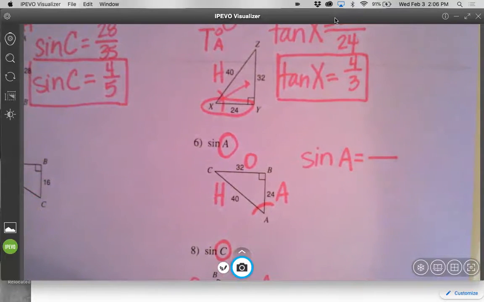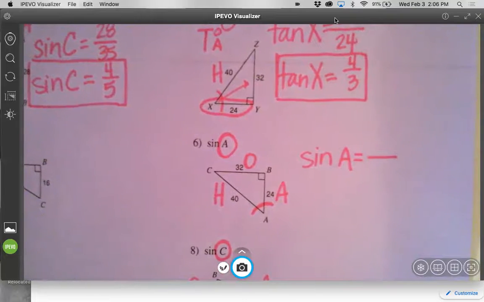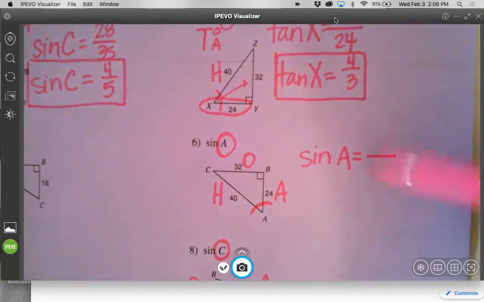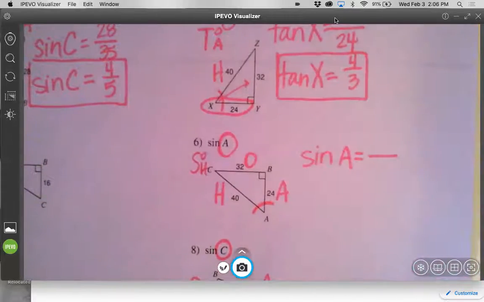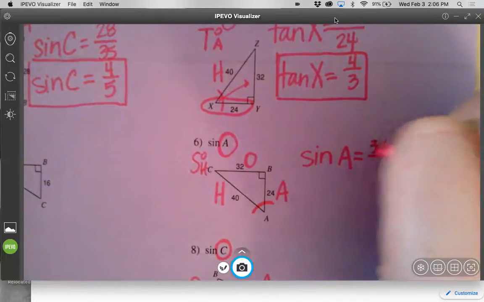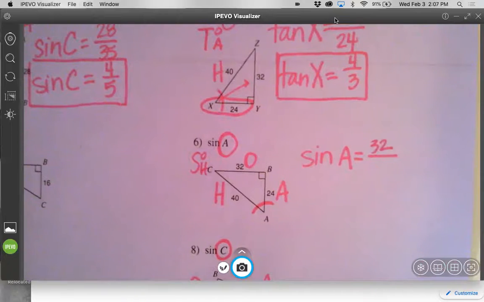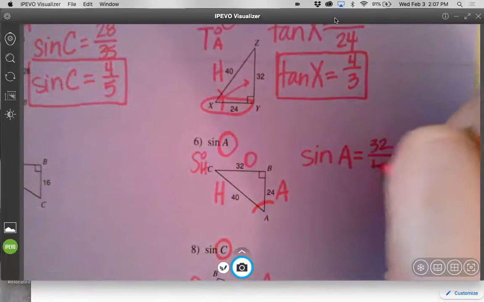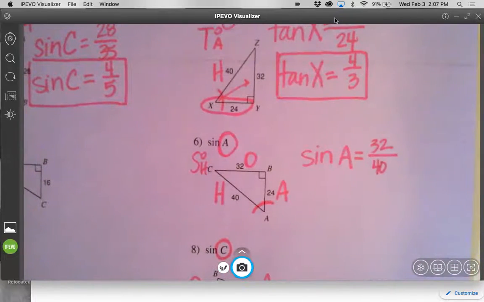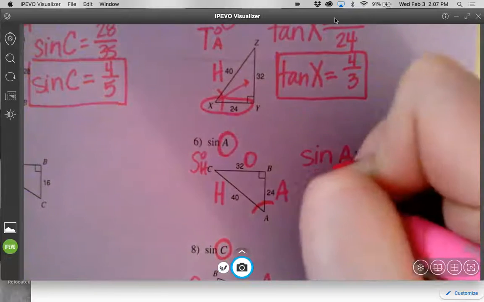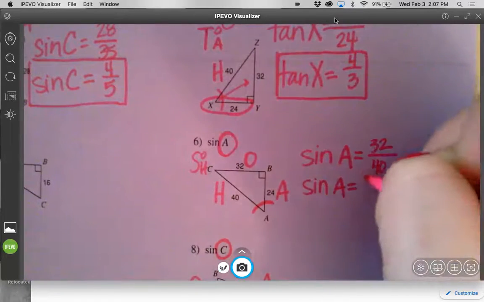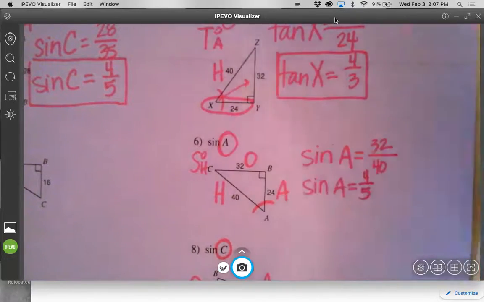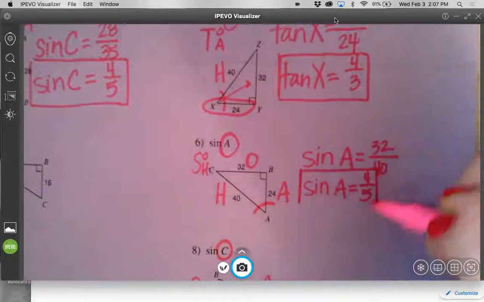So if we're doing the sine of angle A, what number is going to go on the top or in the original fraction? SOHCAHTOA, S-O-H. And then the bottom is, and you could simplify if you wanted to, or if it tells you to. 8 times 4 is 32, and 8 times 5 is 40, so 4/5.